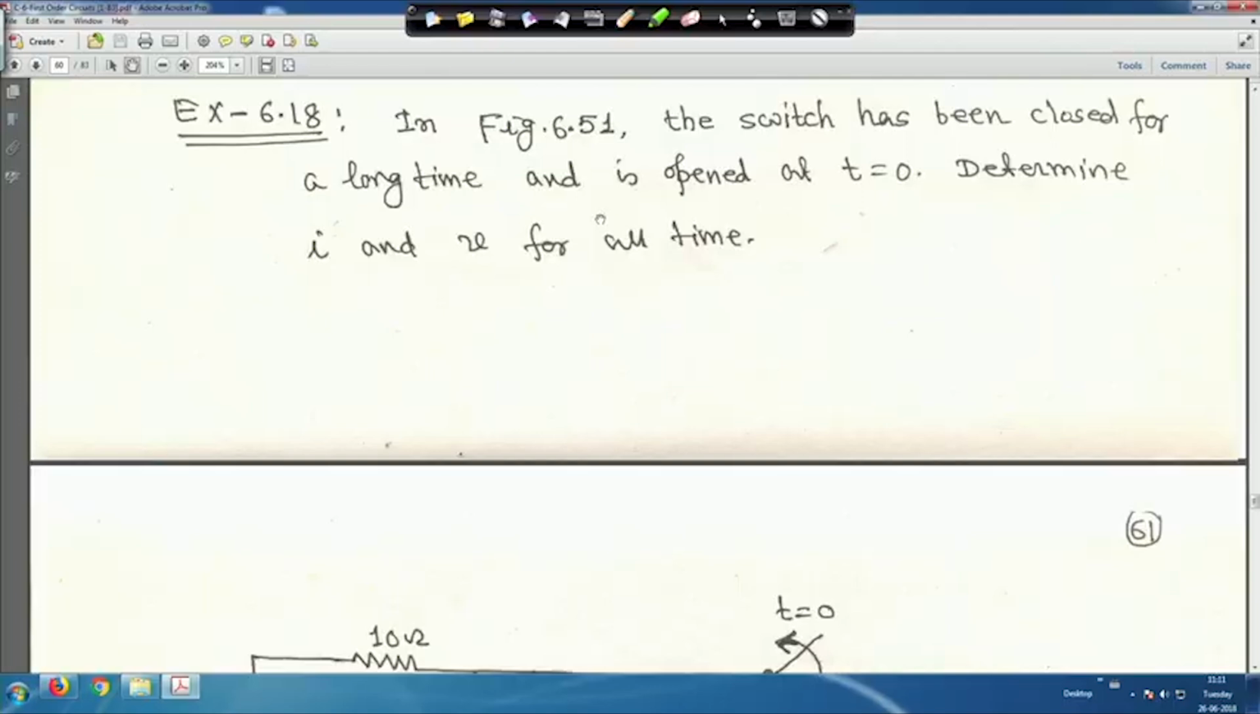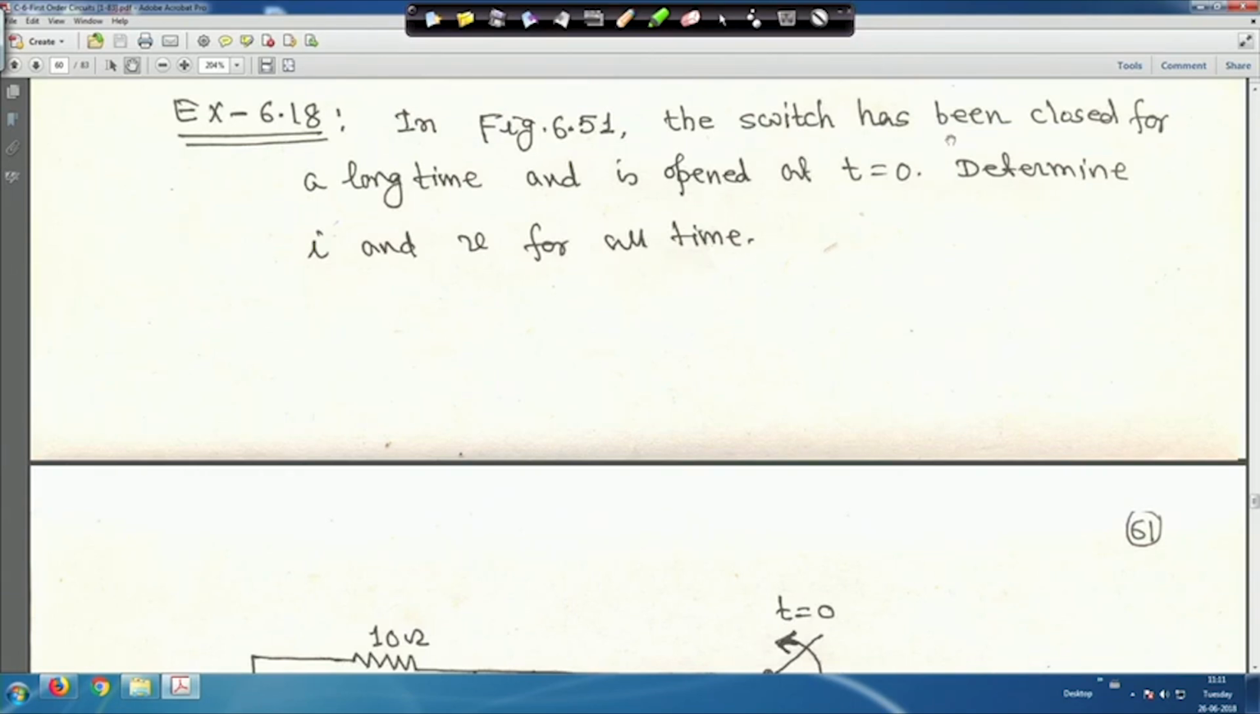Okay, so come back to another problem. Then we will see the RL circuit right now. In figure 51, the switch has been closed for a long time and is open at t equal to 0. So we have to determine I and V for all time.